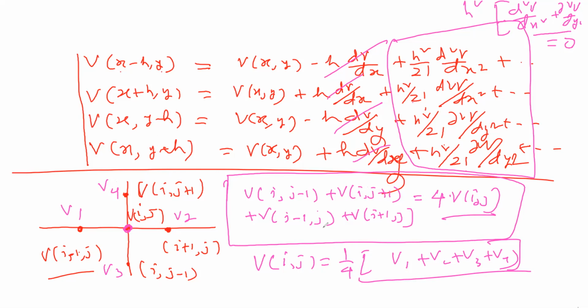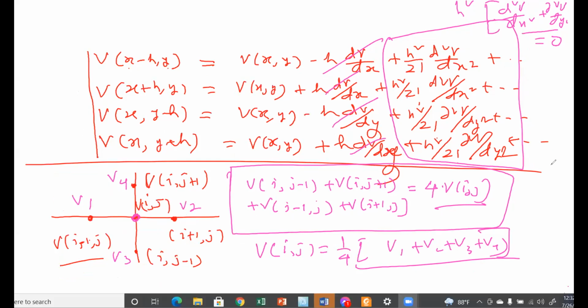You can shift the position of i and j. Again, you will derive these equations. Then what will happen? If you have a region, then within that region you will have many points. Then how to proceed with the equation? Let me explain it with an example.